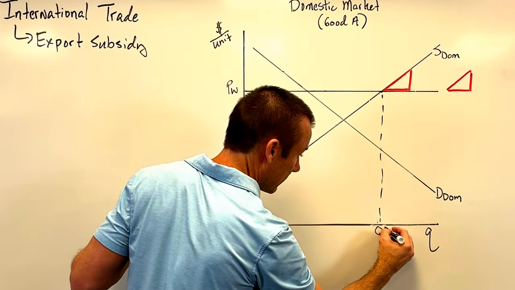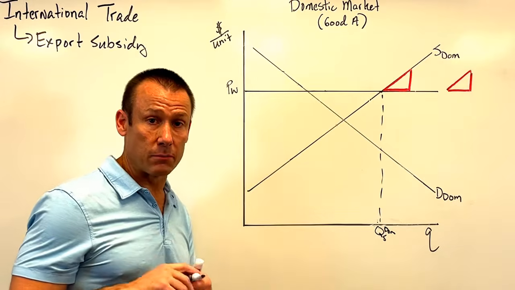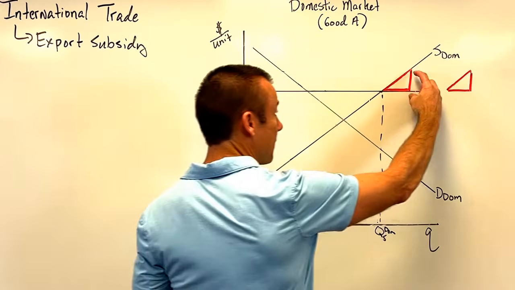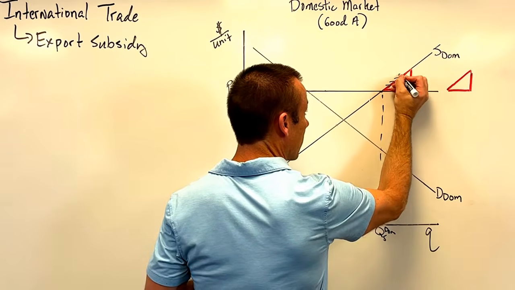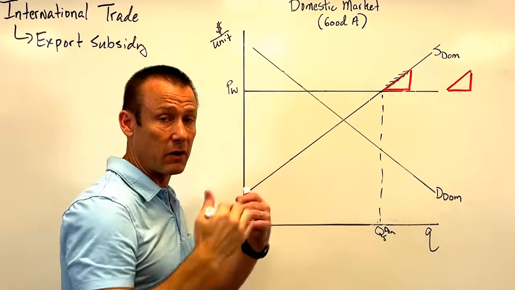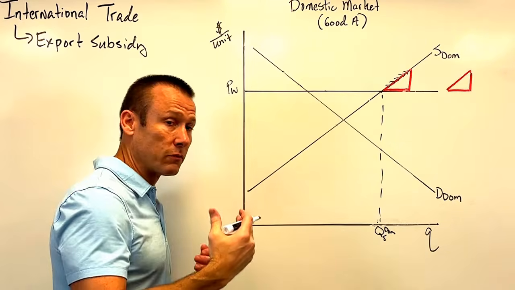Quantity supplied domestic. But now the fact that they're earning more money than price world by that amount is going to cause them to move along. We're going to give this a movement along, right? Price producer domestic is going up. When prices change, we move along curves.